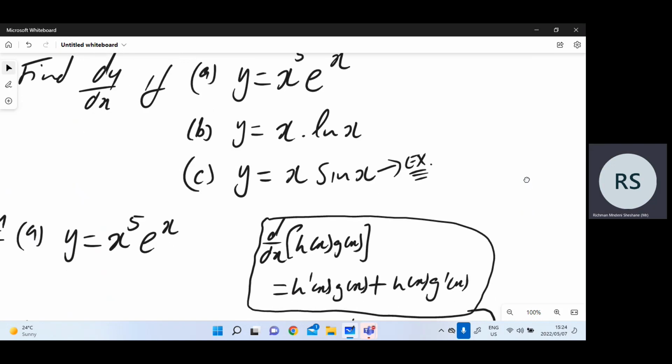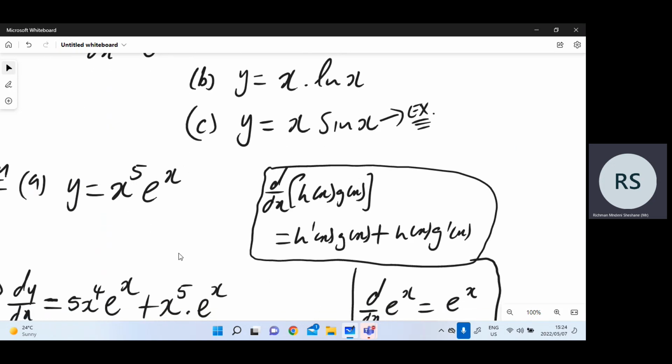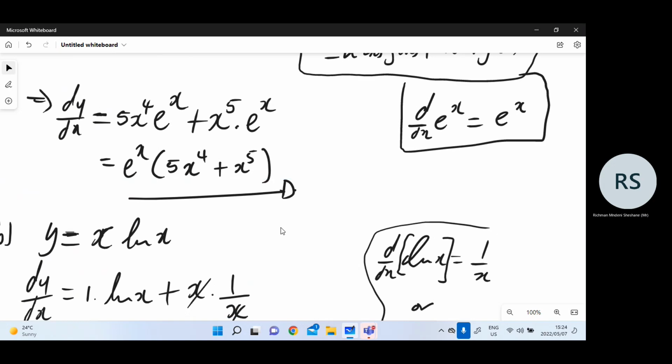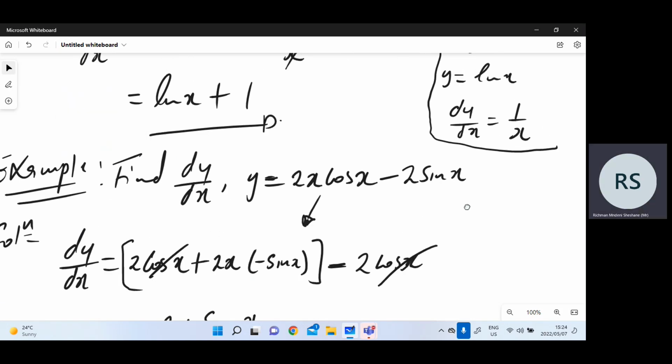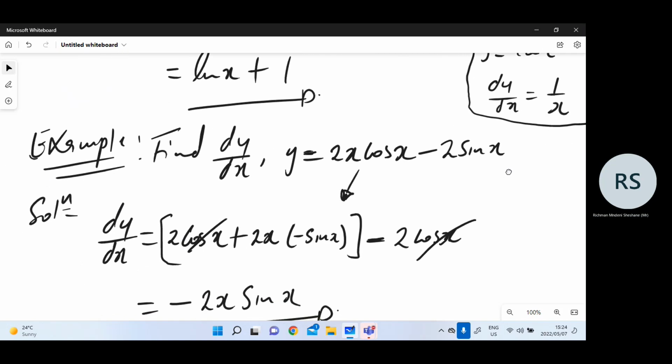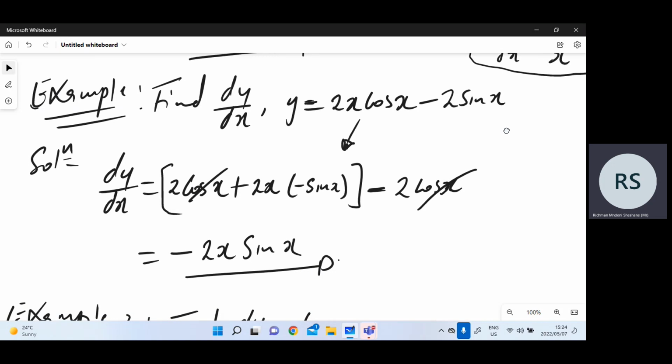And from lecture 1, I also give you the derivative of sine x. Just for simplicity, just know the derivative of sine x is cos x. But apply the product rule because we have a product here. And let me give you another example here.